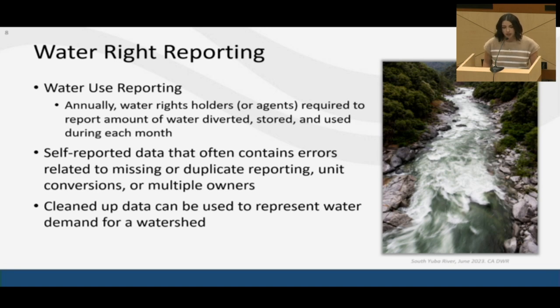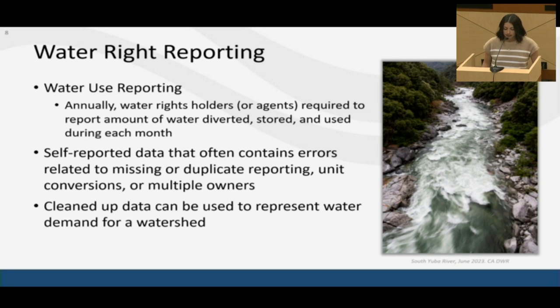So in order to document water diversion and use throughout the state, diverters are required to submit reports of their annual water use. These reports detail the amount of water that is directly diverted and stored and used monthly. Riparian and pre-1914s submit what are called statements of diversion and use, while post-1914s submit water diversion and use reports.